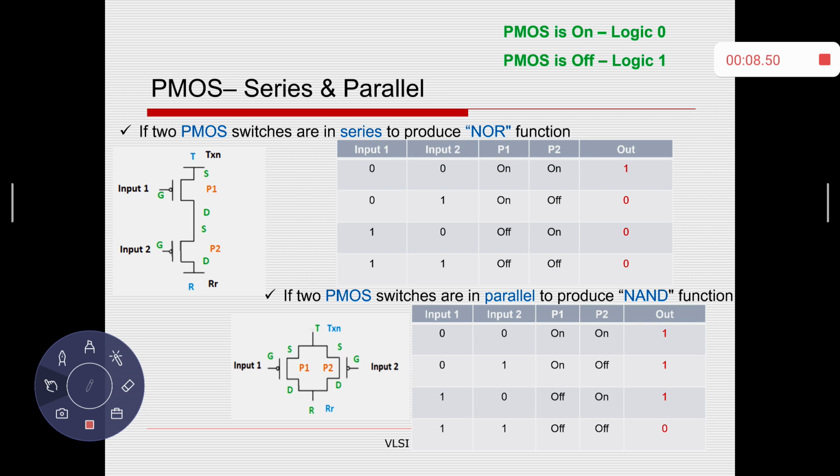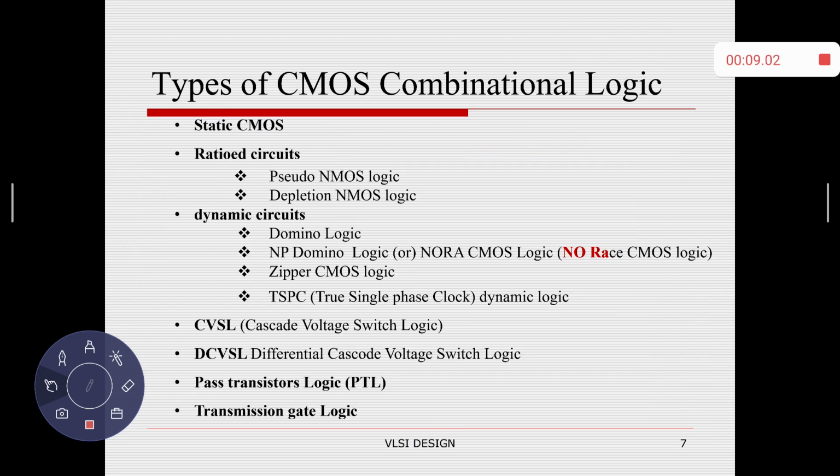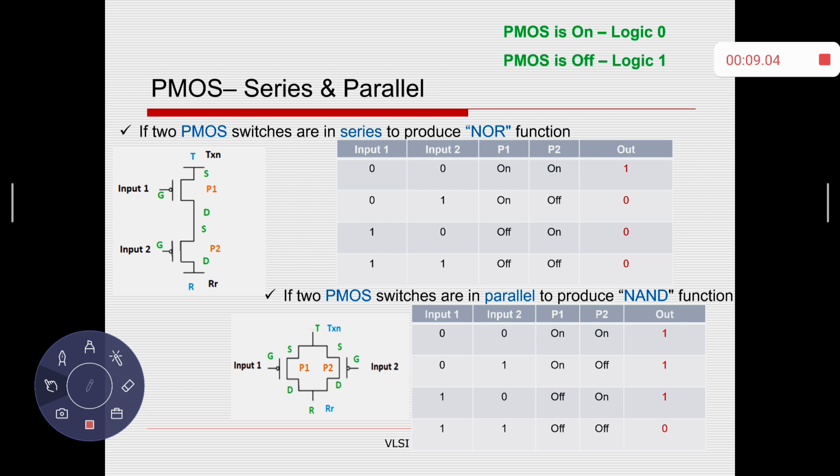Since there are two inputs, I listed four combinations. First, for 0 0, both transistors are on. So the information I connected at the transmitter end reaches the receiver end. So the output is 1. For the other two combinations, 0 1 and 1 0, either P1 is on or P2 is on, so there is no direct path from transmitter to receiver. So the output is 0. For the last combination, when both inputs are 1, both transistors are off. So the output is 0. So the conclusion is, when PMOS transistors are connected in series, they act as an OR function.